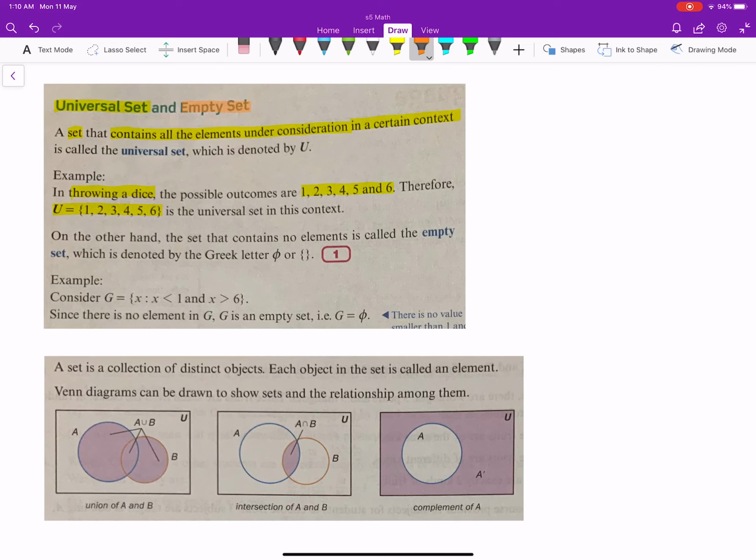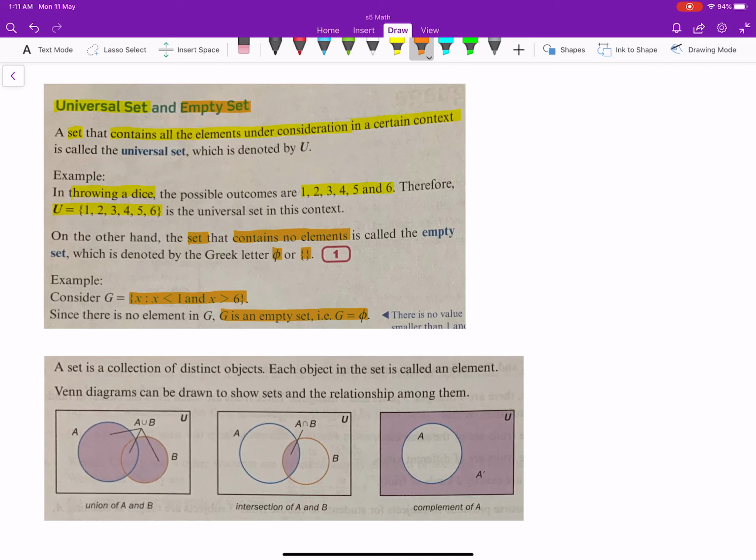And the second one is empty set, which is on another side. The set contains no element. It's the empty set, or we call null set in some terms. And these two will be the notations. And like you can see the G, which is x smaller than 1 and x greater than 6. Because there's no number which is smaller than 1 at the same time is bigger than 6, right? So there are no elements in G, and G will be an empty set.